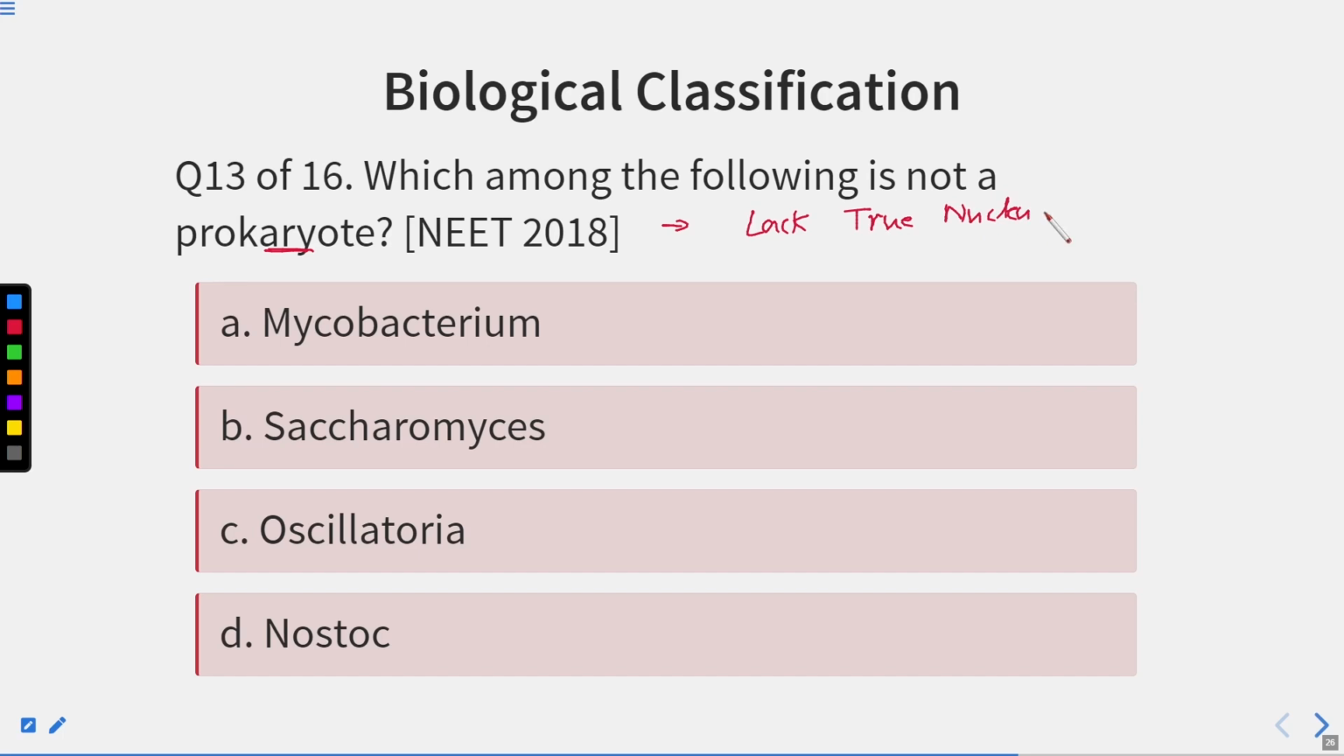Whereas eukaryotes have a true nucleus. And what else do prokaryotes lack? They lack membrane bound cell organelles. They also lack cell organelles which are membrane bound.